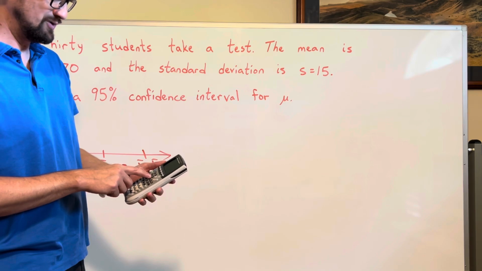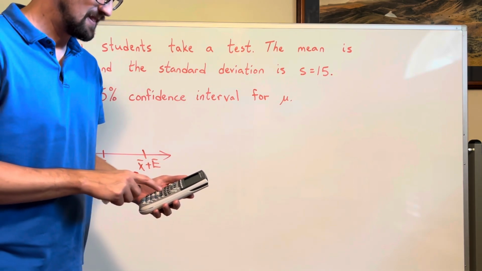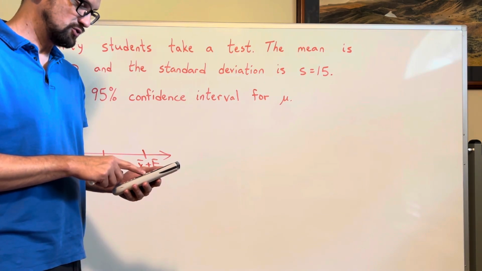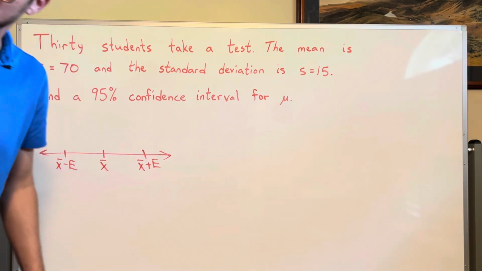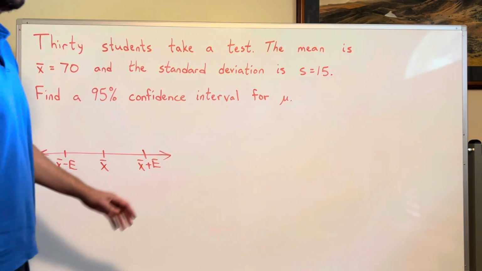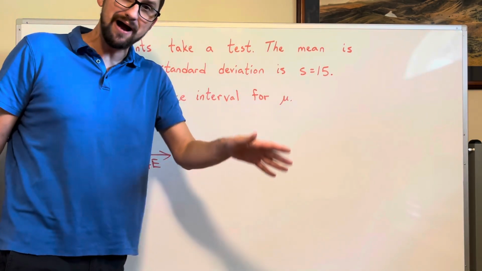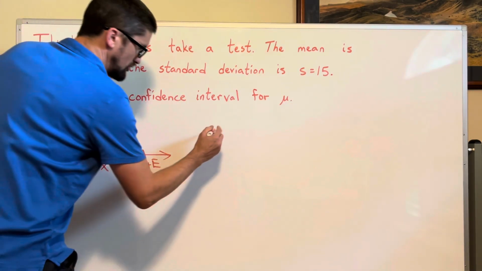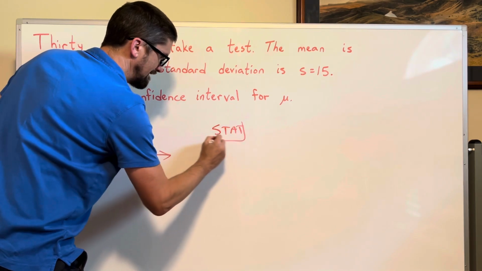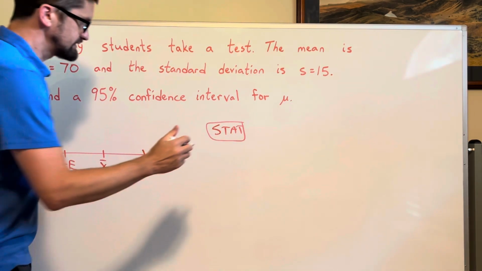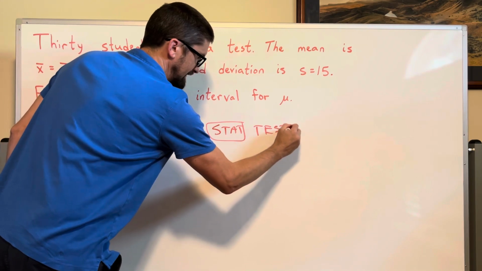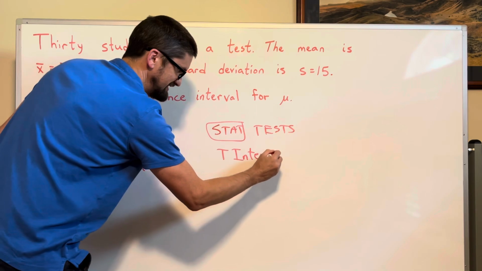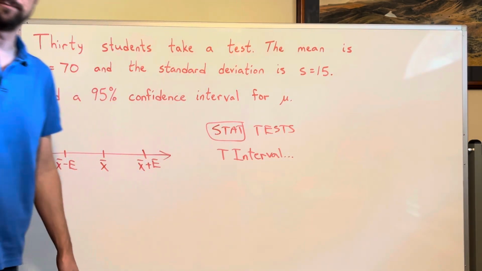You need to go to the statistics menu and then go over to where it says tests, and then you're going to go down to the T interval one. We're using the T distribution because we don't know the population standard deviation. We know the sample standard deviation. So go to the stat button, go over to tests, and find the one that says T interval.